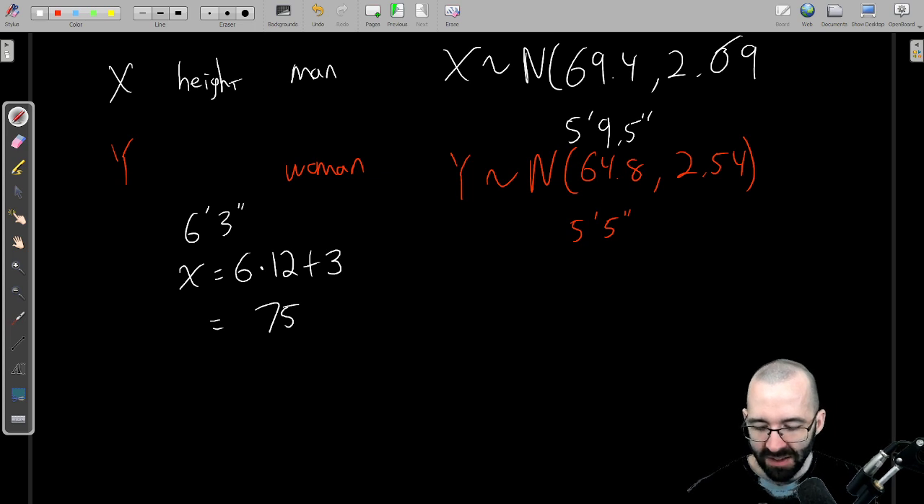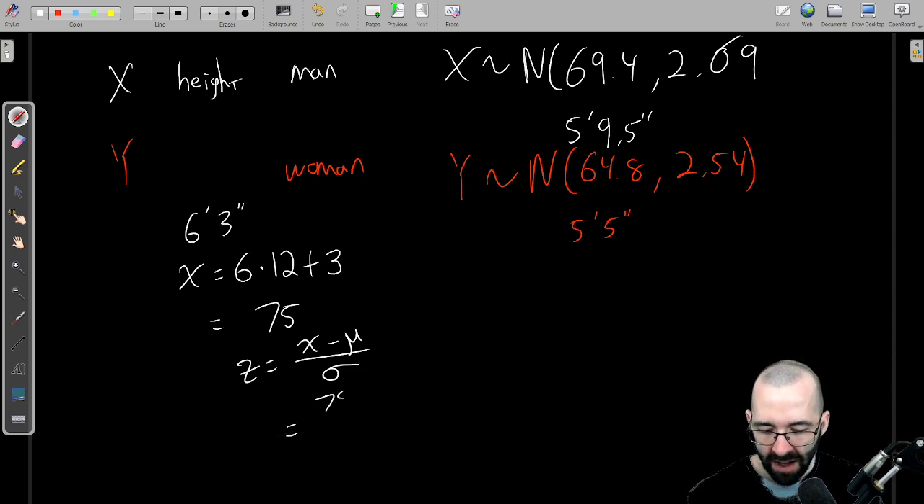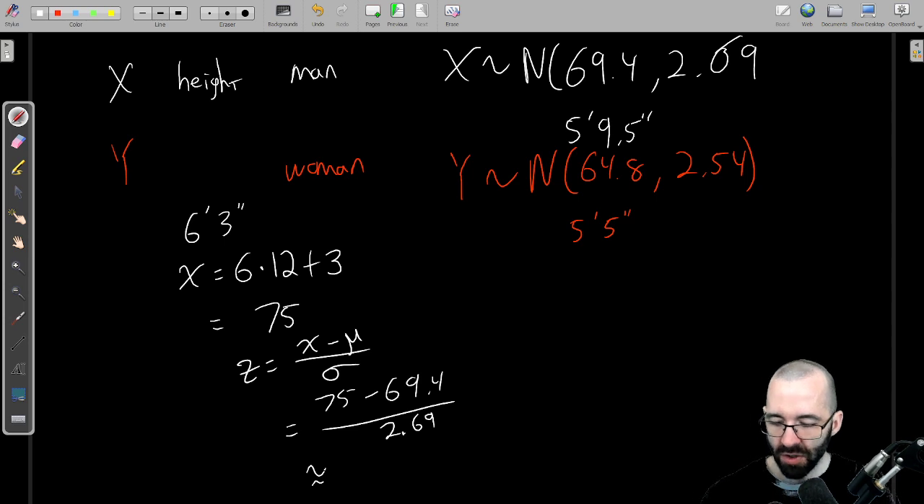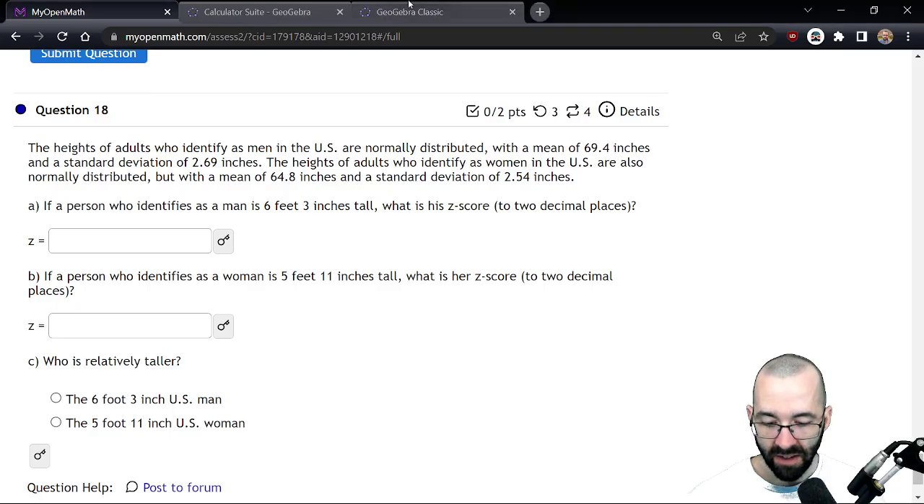Anyway, so what is the Z-score? Well, Z is just going to be this X value minus the mean divided by the standard deviation. X value is 75. The mean for this man is 69.4. The standard deviation is sigma, which is 2.69. Type that into a calculator and we should be good to go. Make sure to use parentheses here. That's going to be important.